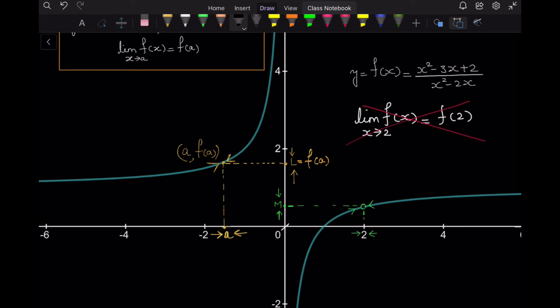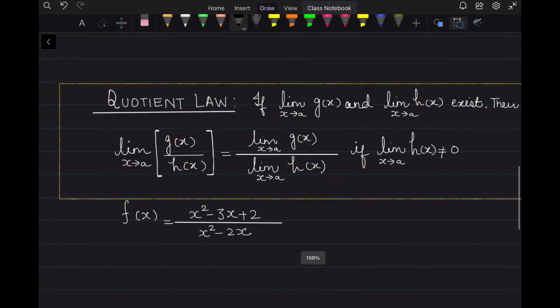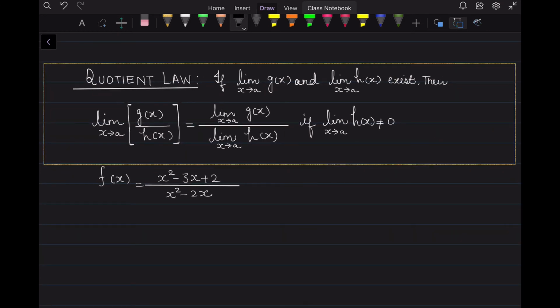So now let's try to determine the limit of this rational function as x approaches 2 by applying the limit law that we had seen in lesson number 6a. I'm going to show you the quotient law, which says that for any two functions g(x) and h(x), if the limit of g(x) as x approaches a and the limit of h(x) as x approaches a exist, then the limit of a quotient is equal to the quotient of the limits, with the condition that the limit in the denominator is not equal to 0.